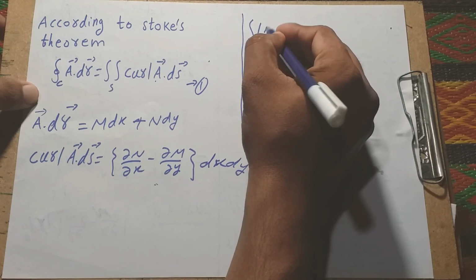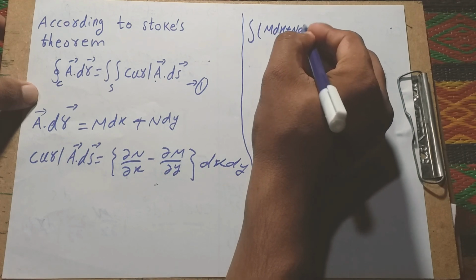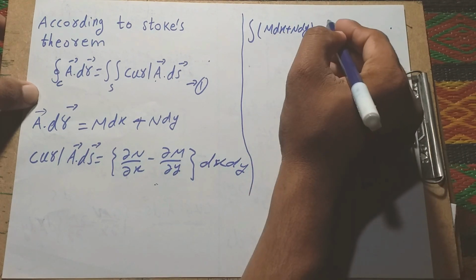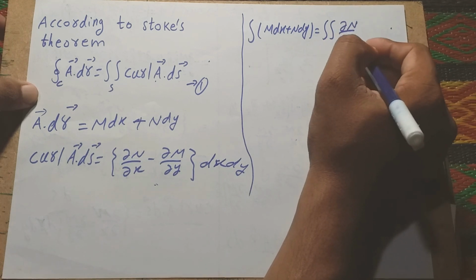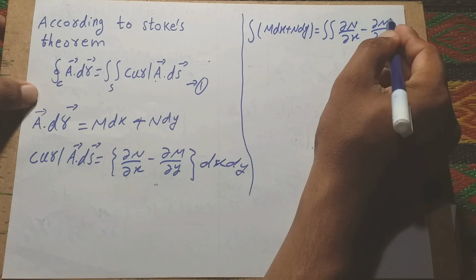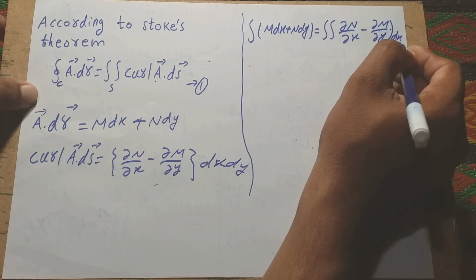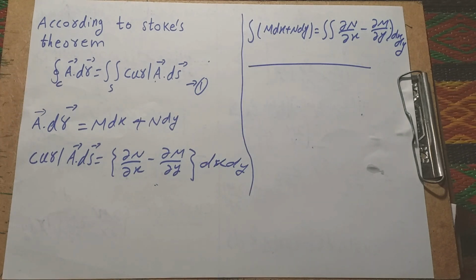We obtain the mathematical form of Green's theorem: partial N over partial x minus partial M over partial y, equal to dx dy. This is the mathematical form of Green's theorem, and we found it only with the help of Stokes' theorem.